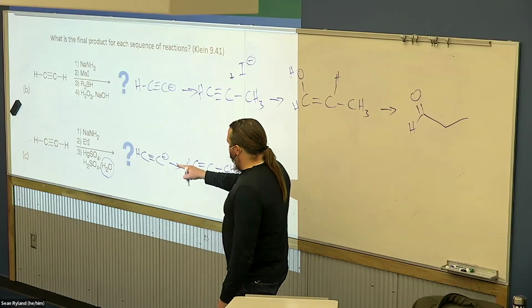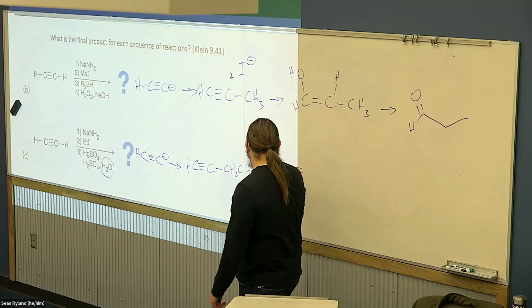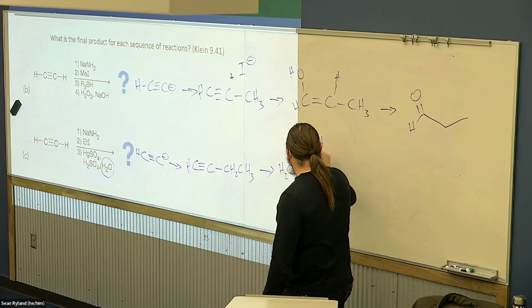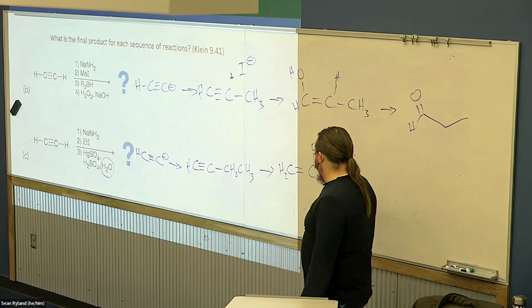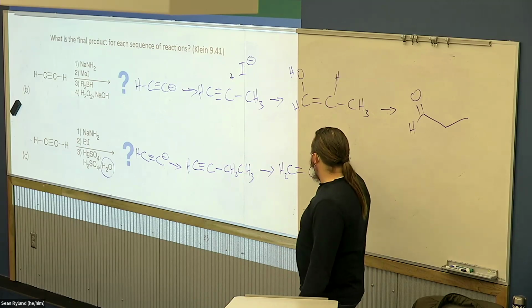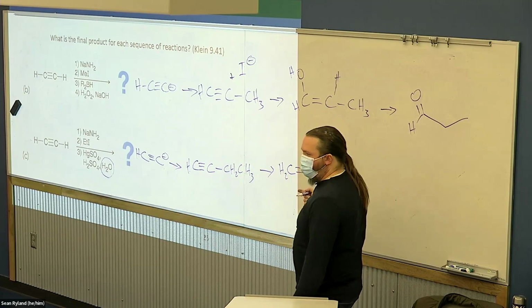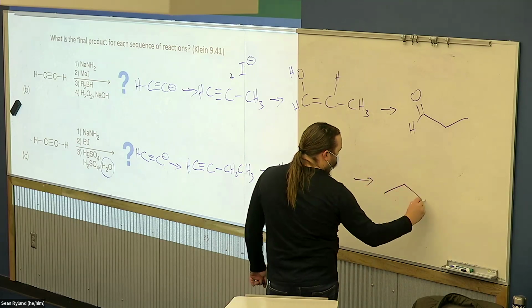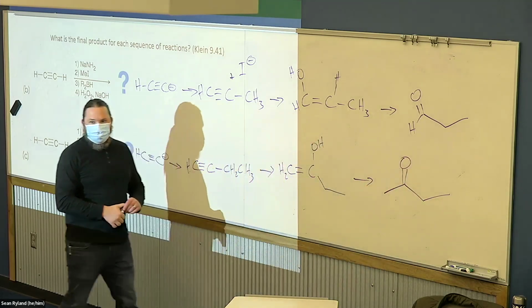And then with Markovnikov hydration, our enol is going to look like this. So here's our ethyl group. We added our OH right here, on the more substituted carbon, which then rearranges. And we'll get butanone.